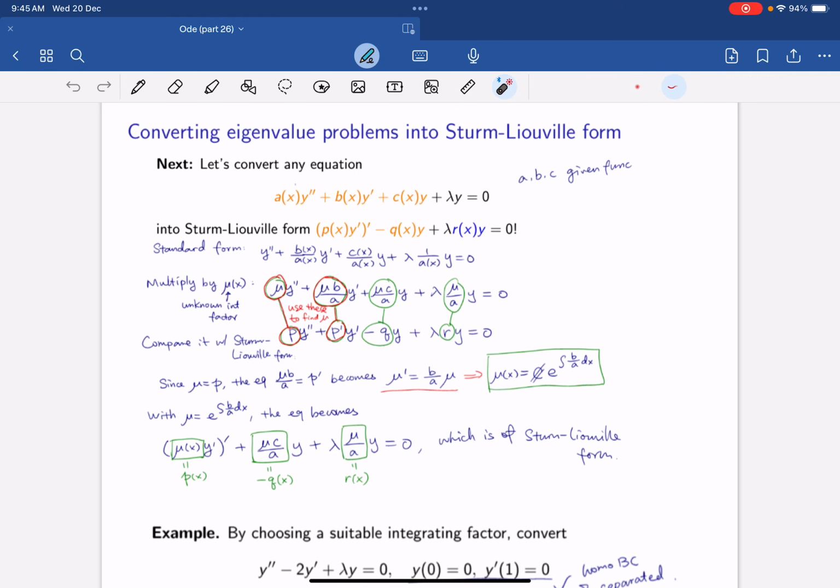So how do we convert an eigenvalue problem into a Sturm-Liouville one? Well, if we take a general eigenvalue problem, then we want to convert it into this form. We just need to compare coefficients. So we multiply an integrating factor and then we compare. Okay, so we compare it, and then we see that our function mu(x) must equal e to the integral of b over a dx. So b is this, a is this. Then the equation would become this form.